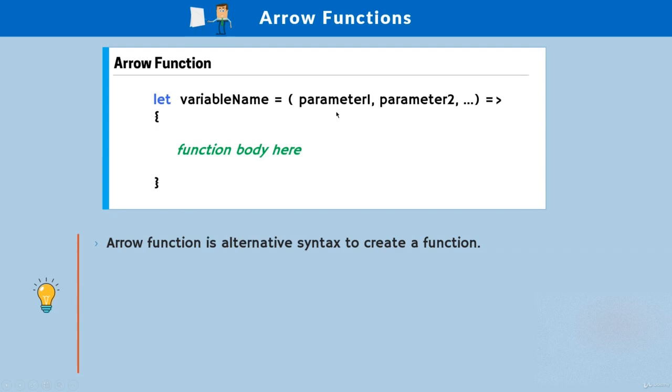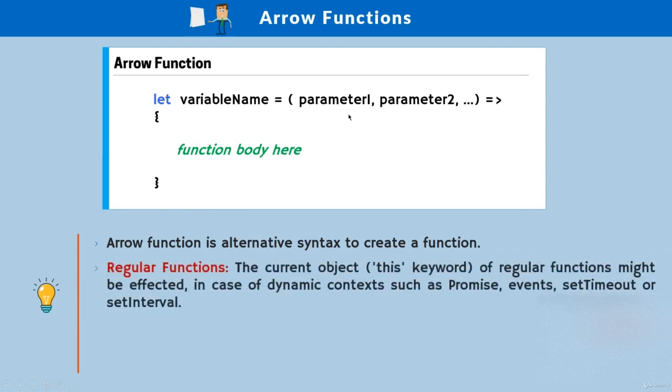In case of arrow functions, first you provide the parameters list in parentheses, and then you write the arrow operator, which is equal to and greater than. Then you write your function body, which means that first you receive a set of parameter values, and these parameter values are the input for this function body. So in this function body, you can access all these parameter values.